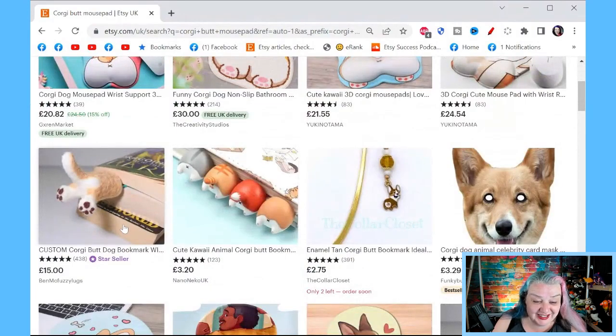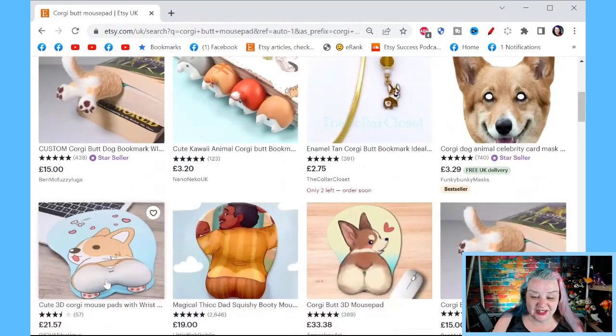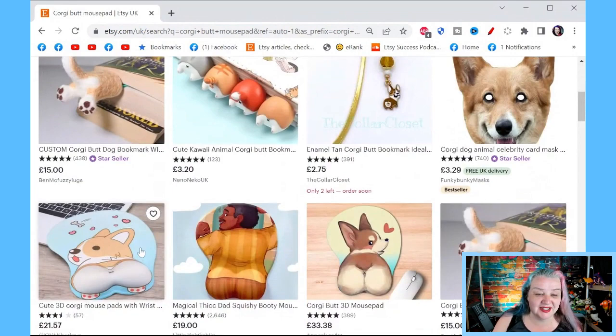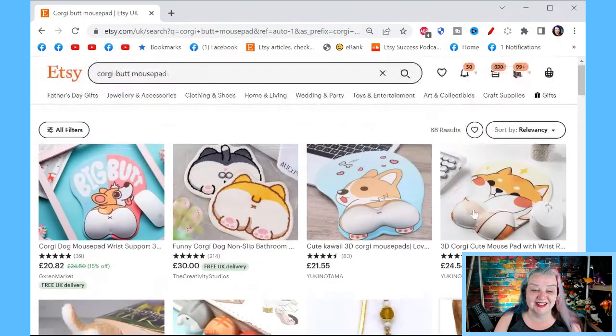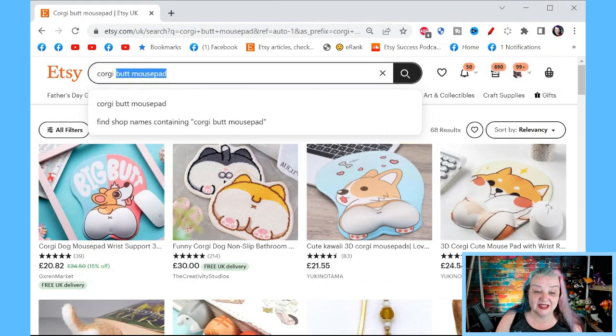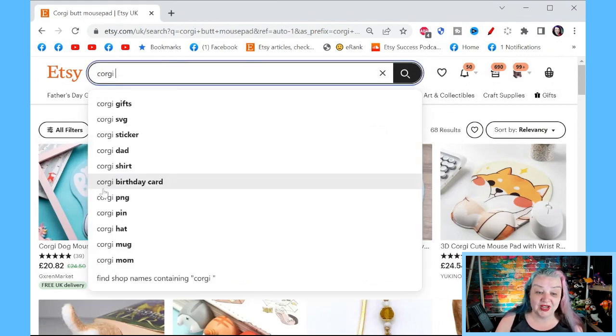The first thing it's showing up is my bookmark. So people are not really searching for corgi butt mouse mats if the first thing it's able to show you is a couple of bookmarks and then a mask. So that's a don't go too niche. If you were selling corgi related things, look at corgi and see what the options are there. Don't go too niche to start with.